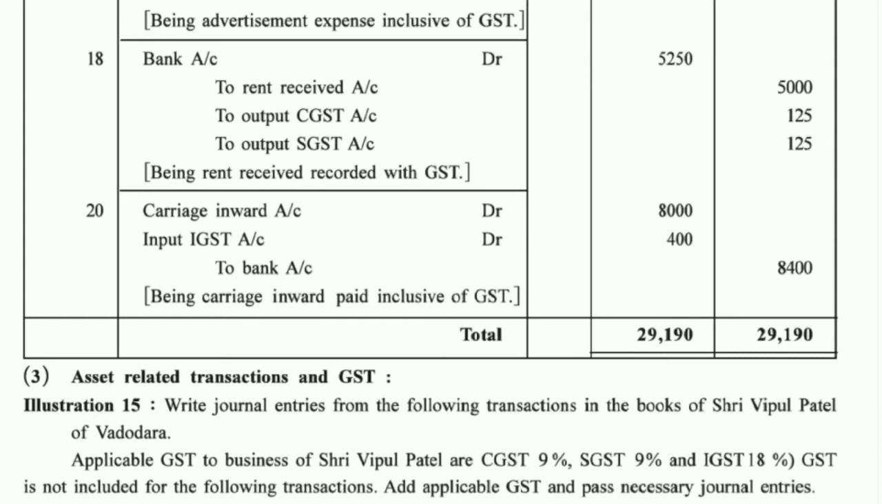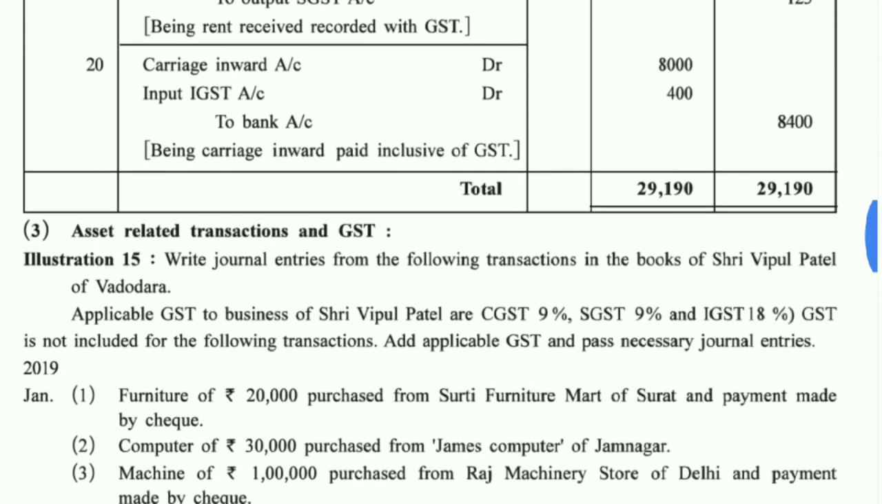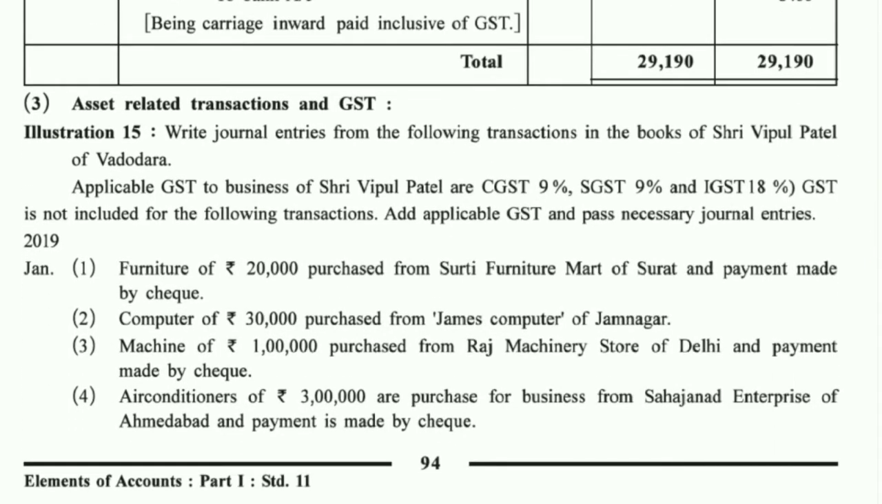Okay, then the next topic is assets related transactions and GST. Now with assets, the applicable GST is CGST 9%, SGST 9% and IGST 18%. Okay, GST is not included for the following transactions. Add applicable GST and pass necessary journal entries. 2019 Jan 1: Furniture of rupees 20,000 purchased from Surti Furniture Mart of Surat and payment is made by check.